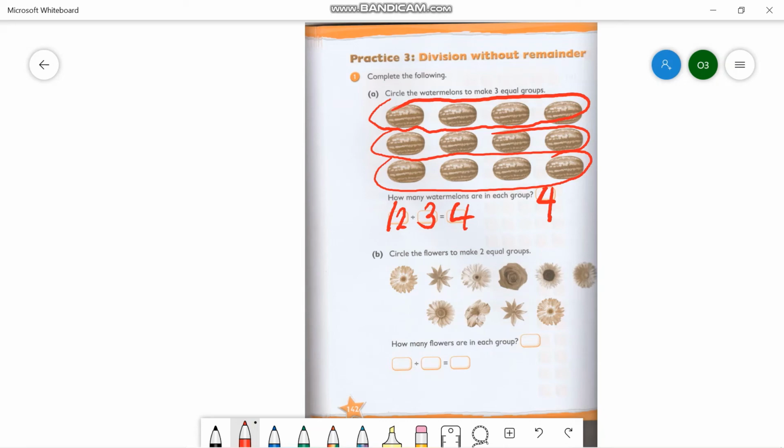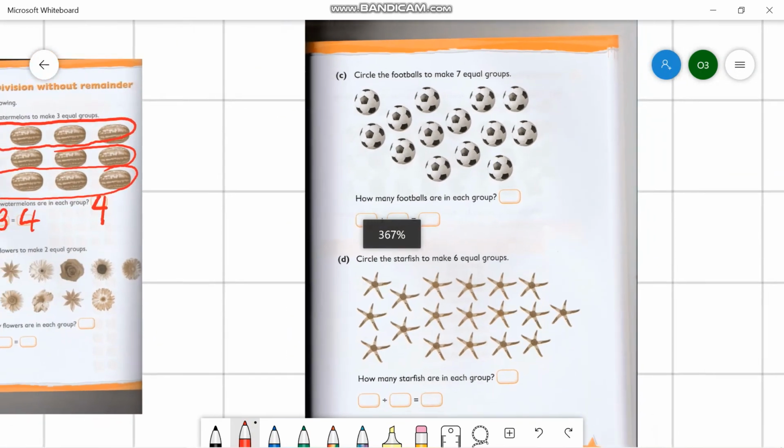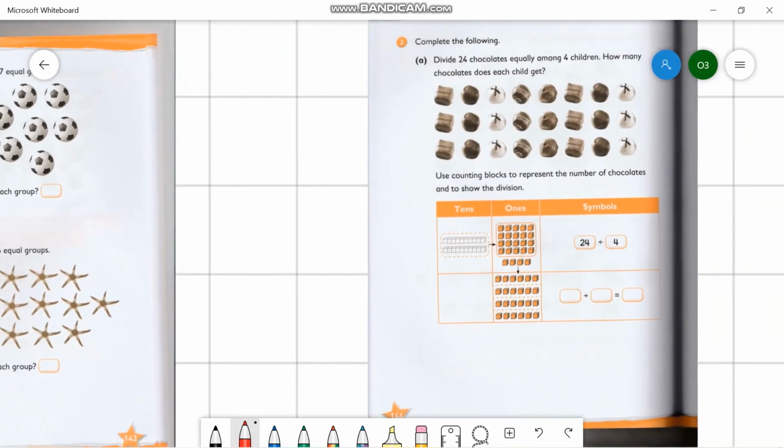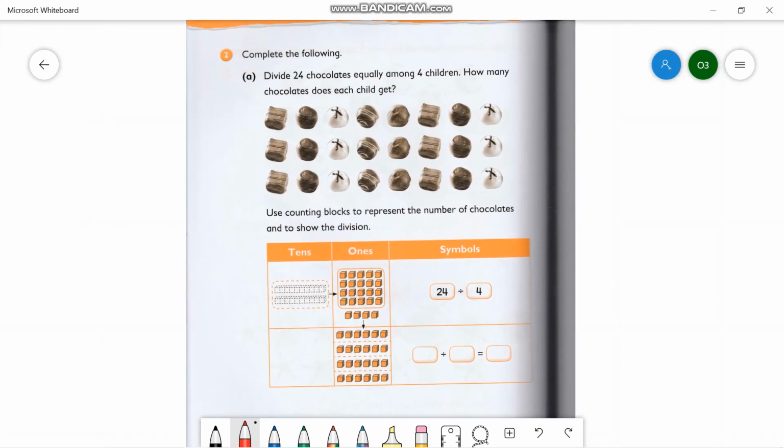Okay, for letter B, circle the flowers to make 2 equal groups. You have to make only 2 groups. So how many are there? 1, 2, 3, 4, 5, 6, 7, 8, 9, 10. Okay, so you have to make 2 equal groups. It should be equal, it means the same. There should be an equal number in each group, and then you have to complete the equation. Okay, let's move on. Letter C, it's the same. Letter D, it's the same.